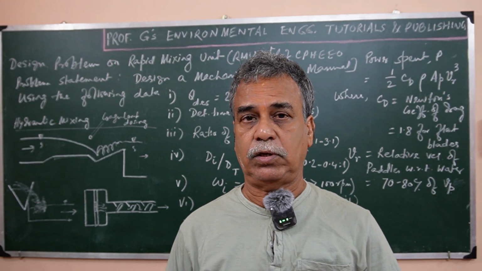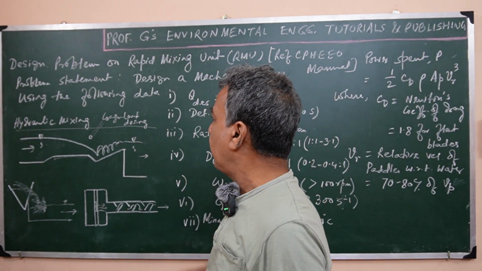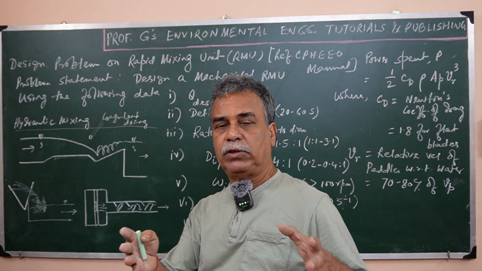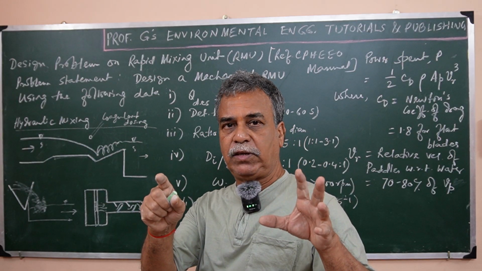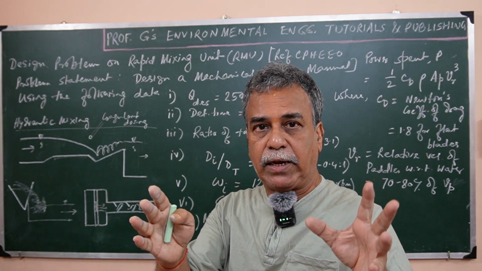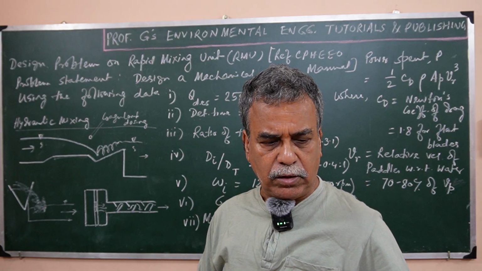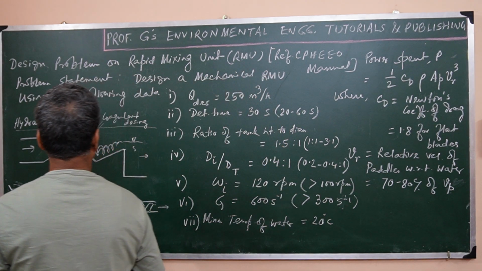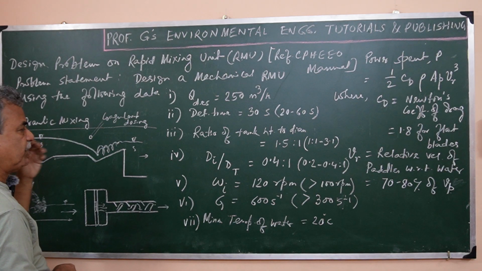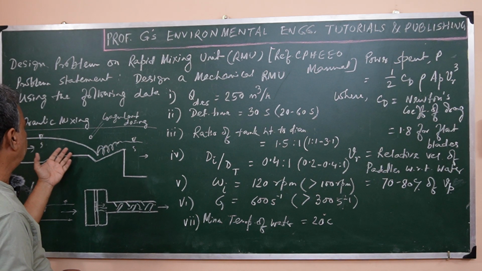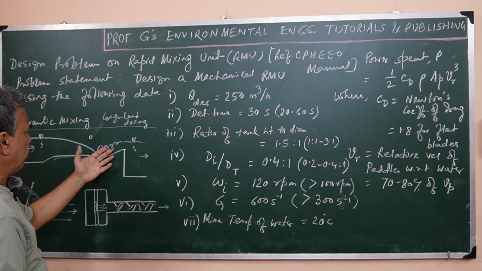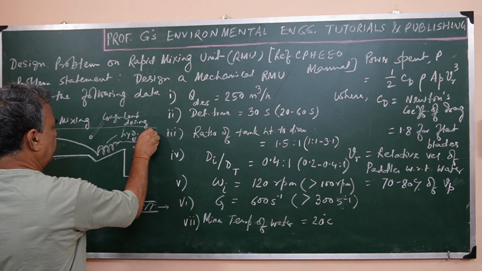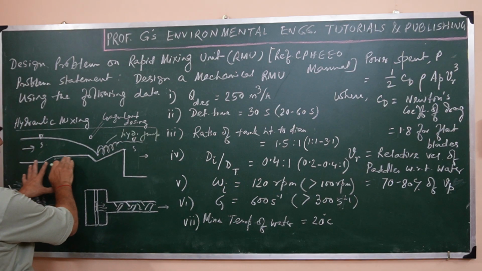Rapid mixing can be done through hydraulic means, that is, hydraulic mixing. As I told you, these are broadly classified into hydraulic mixing and mechanical mixing. Pneumatic mixing we don't use in a conventional water treatment plant. Now here, those who have studied basic hydraulics must know the hydraulic jump. So this is the hydraulic jump, created by adjusting the geometry.